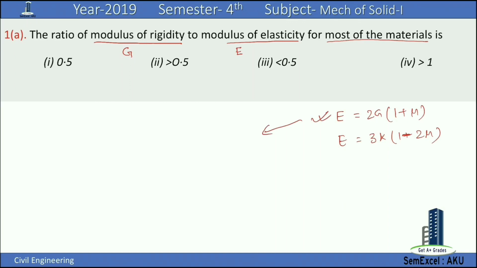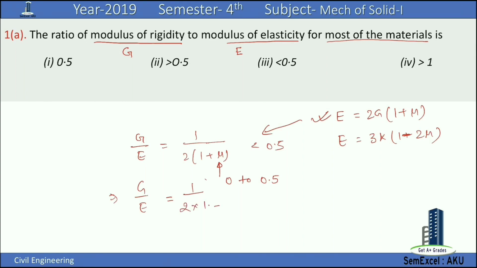Here G by E will be equal to 1 by 2 into 1 plus mu. For most of the material, this mu is in between 0 to 0.5. So this G by E will be less than 0.5. Hence G by E is equal to 1 by 2 into 1 point something. So this value will be less than 0.5. Hence option 3 is the correct answer.